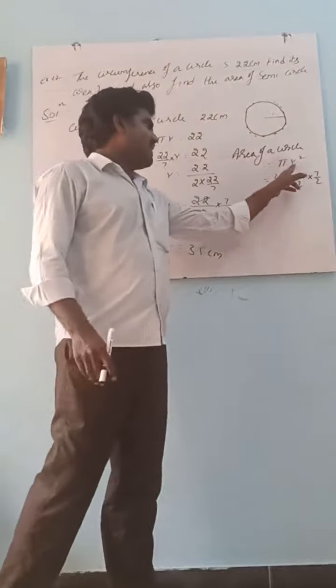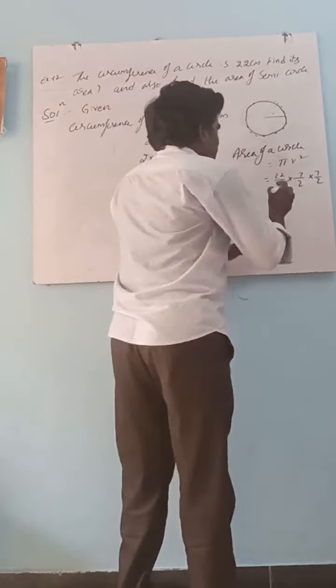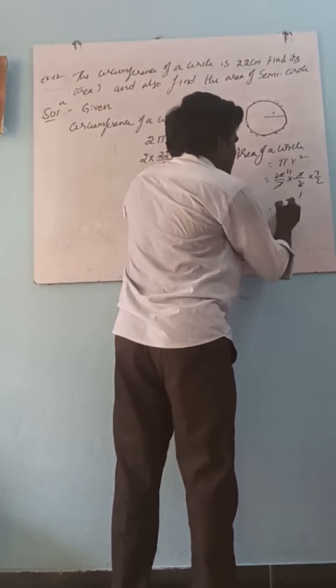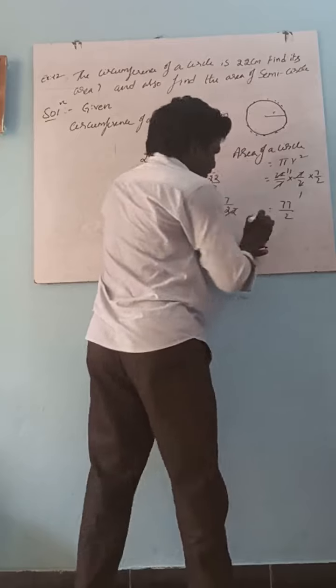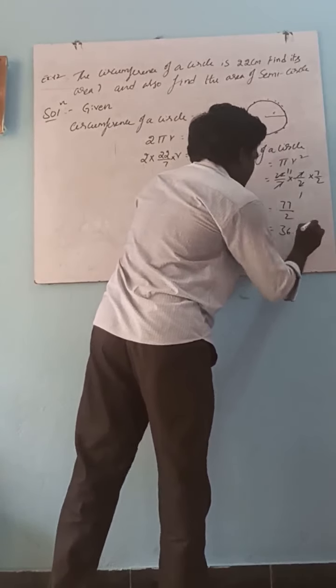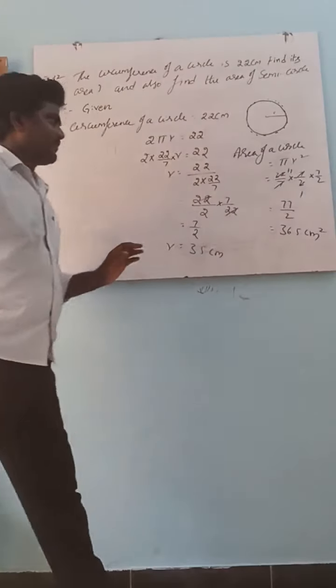r square means r is multiplied two times. So 7 by 2 into 7 by 2. 7 cancels. 2 once is 2, 2 eleven times is 22. 11 times 7 is 77 by 2. So 77 by 2 is nothing but 38.5 centimeter square. Centimeter into centimeter, centimeter square.